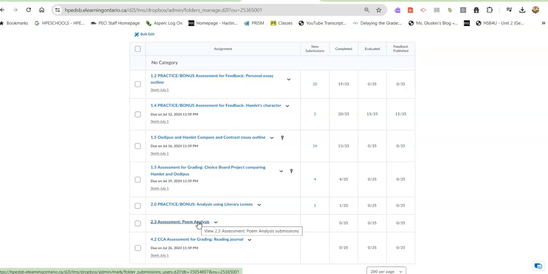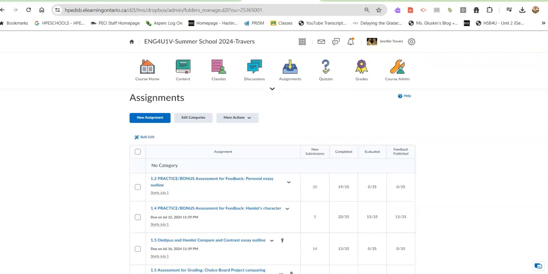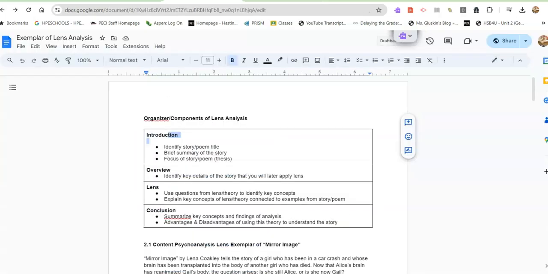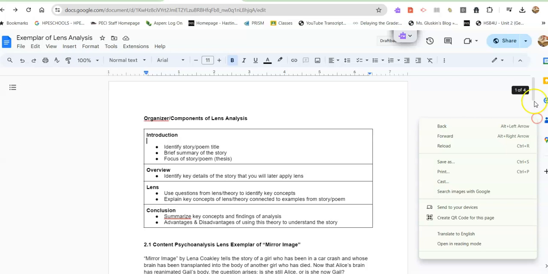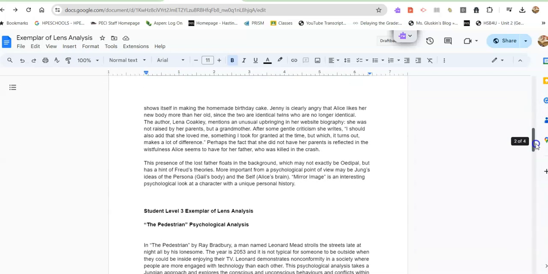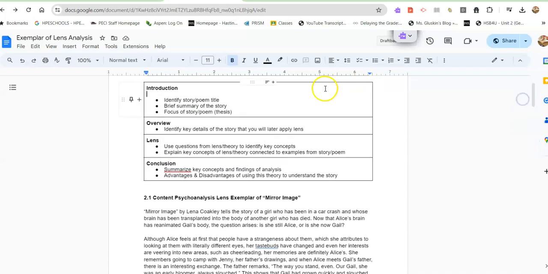You'll be applying a literary lens. You'll be writing a poem analysis. What does that look like? So I've created this document that you'll find in the news feed, and you'll also find it in the agenda. I've created a little organizer as to what you should do in each of the parts. So this is the exemplar. I've got the written exemplars down below that you can read through so you can see what it looks like, how it reads. And this is essentially just how it's organized.